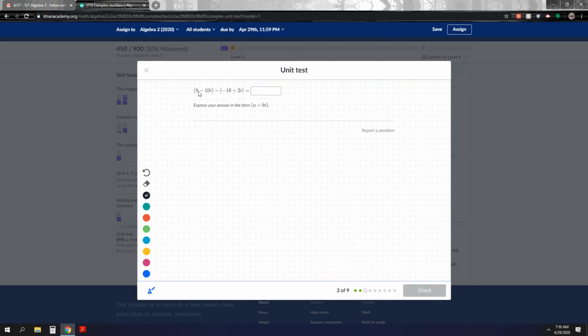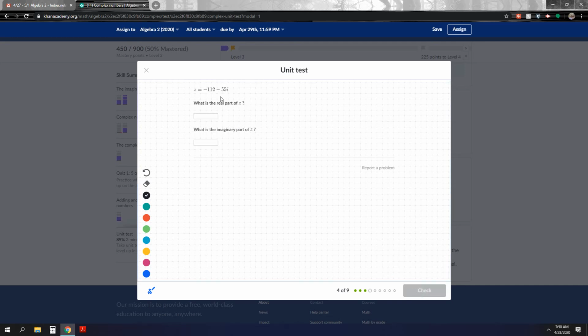This one we're subtracting. 8 minus negative 16 is 24. So just subtract the real parts directly. Negative 10i minus 2i is minus 12i. Just subtract directly on the imaginary parts.